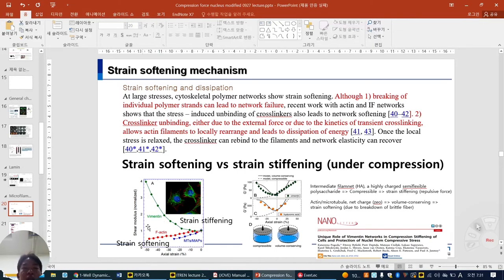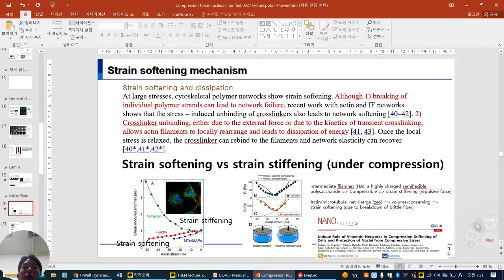Okay? Before we see this one, let's read this sentence. At large stress, cytoskeleton polymer networks show strain softening. Although breaking of individual polymer strands can lead to network failure, recent work with actin and intermediate filament networks shows that the stress-induced unbinding of cross-linkers also leads to network softening.